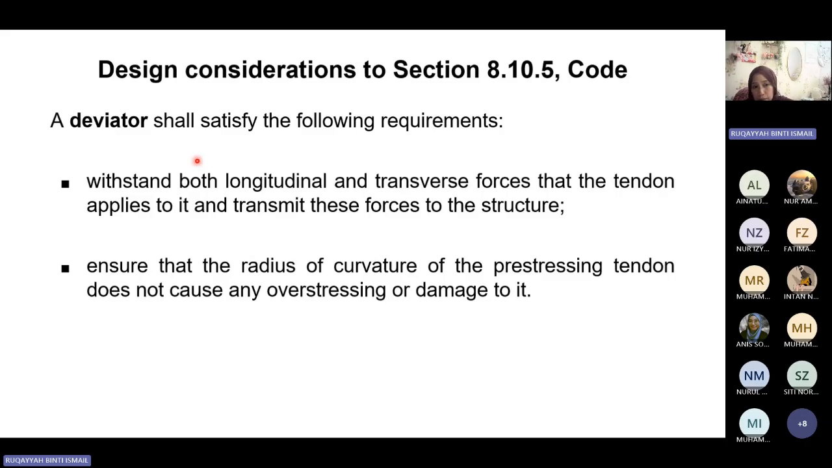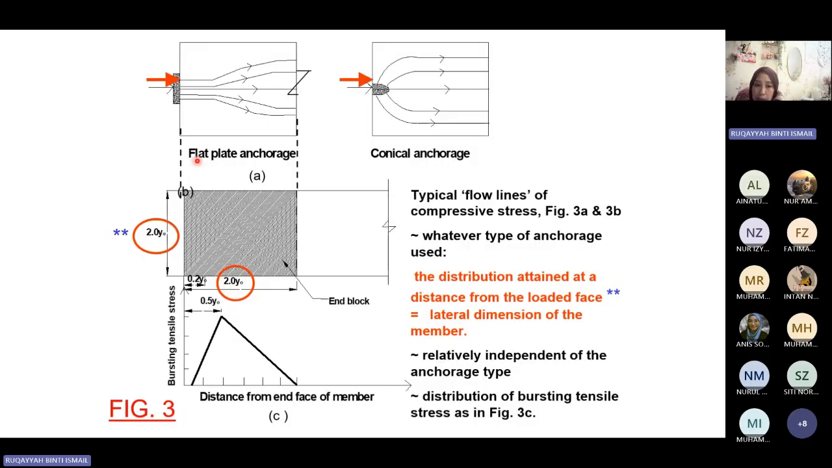So at the anchorage, we shall identify the following requirements. First, withstand both the longitudinal and transverse forces that the tendon applies to it and transmit these forces to the structure. Second, ensure that the radius of curvature of the pre-stressing tendon does not cause any overstressing or damage to it. So that will be the condition.